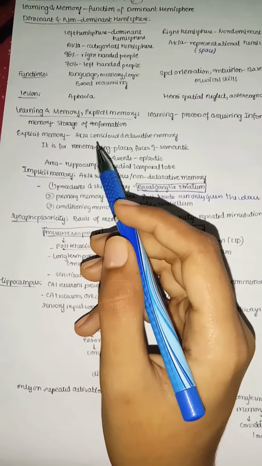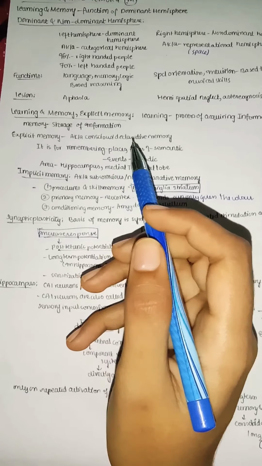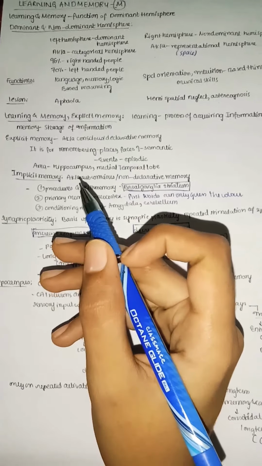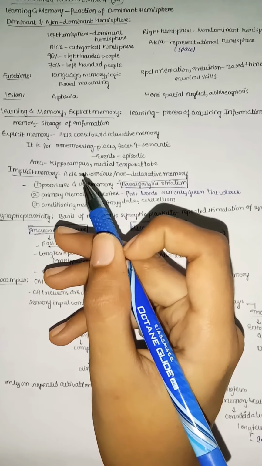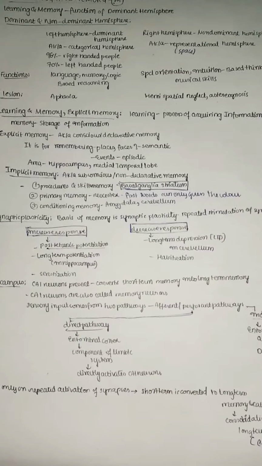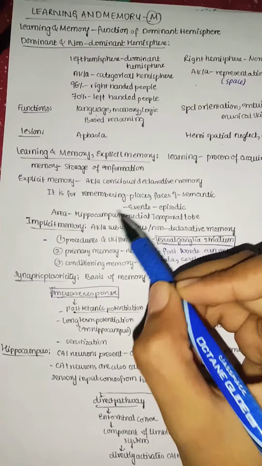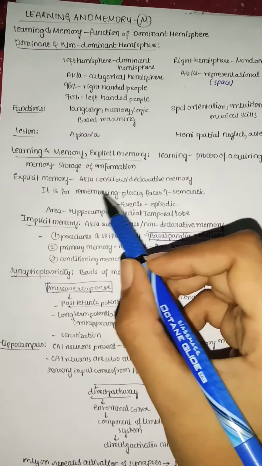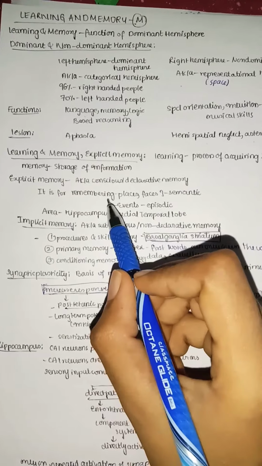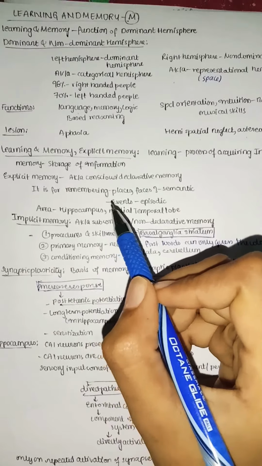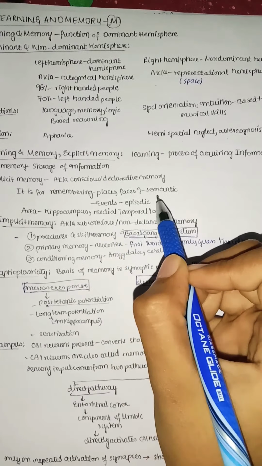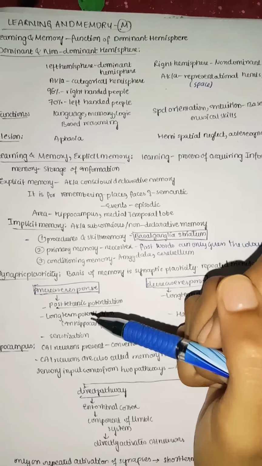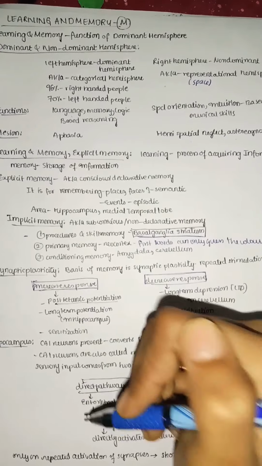Explicit memory is also called conscious or declarative memory. So it's conscious, and it's also declarative. Explicit memory is conscious, meaning you are conscious when you are thinking about it and when you are remembering it. It's mainly for remembering places or faces. It's called semantic, like it's cemented. You can remember, like it's cemented in your brain.